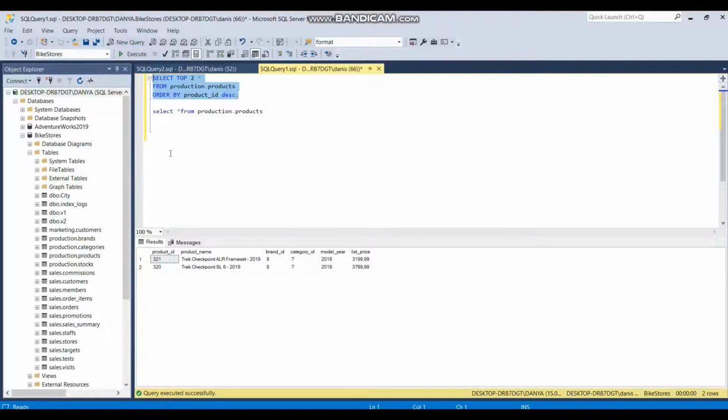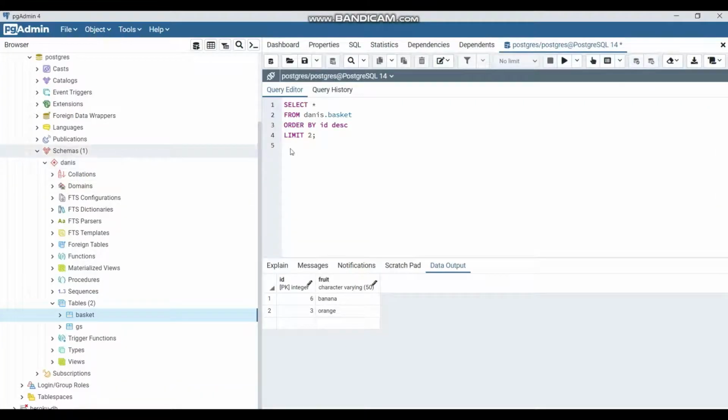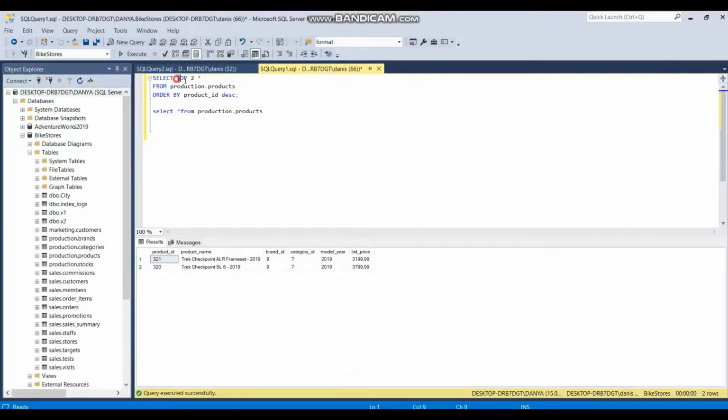So retrieve this, and these are my two rows. But let's do it in pgAdmin, and pgAdmin is using SQL. So SELECT asterisk FROM the table ORDER BY ID DESC and LIMIT 2. LIMIT 2 means in T-SQL just TOP 2. There is not much difference, but of course there is a difference between T-SQL and SQL. So I think it's enough about T-SQL and SQL.